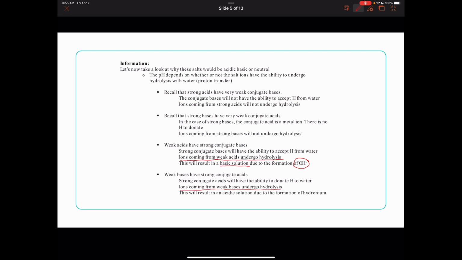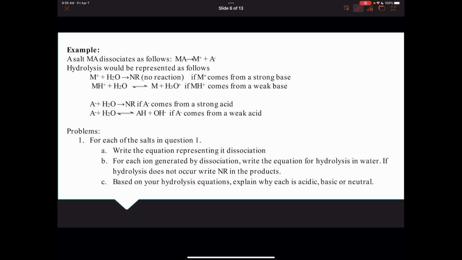Again, the weak base is producing a conjugate acid. That conjugate acid is going to donate a hydrogen to water, producing hydronium. So we're getting an acidic solution because we're forming hydronium. We can take a look at a generic example. I've got some salt, MA. So I've got a metal cation and some anion. Now when that salt dissociates, we're going to produce the metal cation plus our anion.